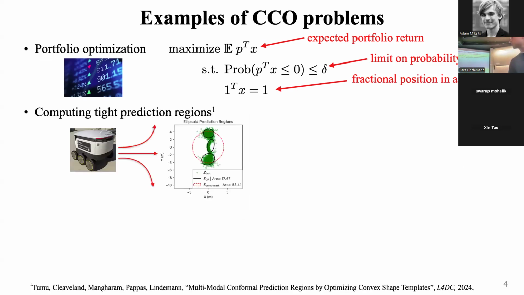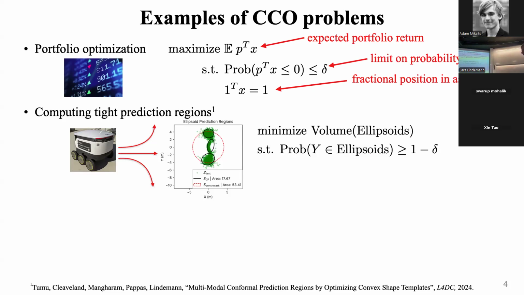Now, what's closer to us, or what we've already seen, is that computing these prediction regions is also a chance constraint optimization problem. Because if you think about it carefully, what we've been doing in the previous part is we minimize the volume, for instance, of ellipsoids, right? So we shape these ellipsoids subject to the constraint that our robot trajectory or our pedestrians were contained in these ellipsoids with 1 minus delta probability. Okay, so we already solved a chance constraint optimization problem before.